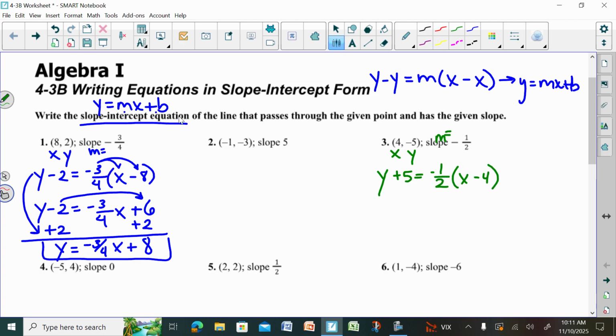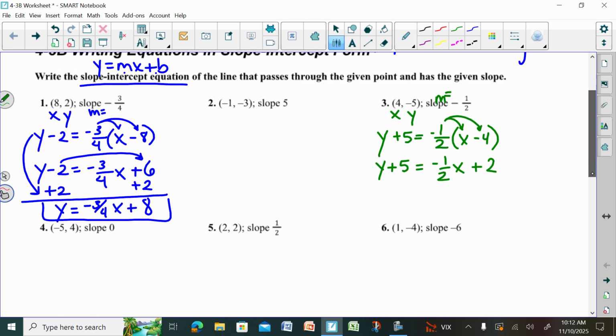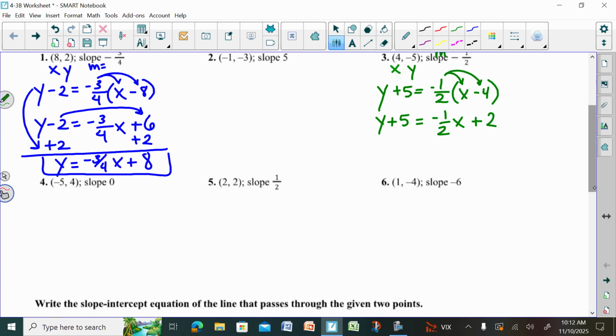That's why we practiced this so much yesterday, so that we're familiar with this new form. We're going to distribute the -1/2. y plus 5 equals -1/2 x plus 2. When you multiply -4 by -1/2, you get a +2. And now all we need to do is make this 5 come over here to this 2. So to do that, we got to subtract 5 from both sides. y equals -1/2 x minus 3. And there you have the slope in y-intercept form.